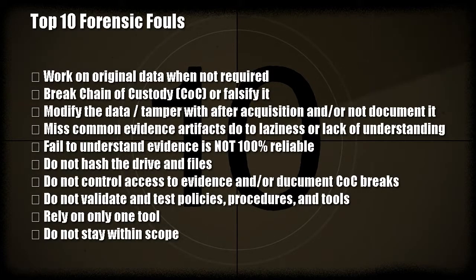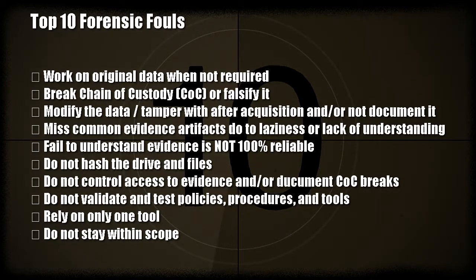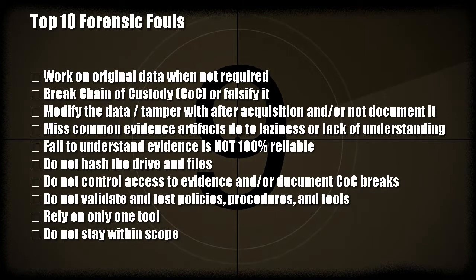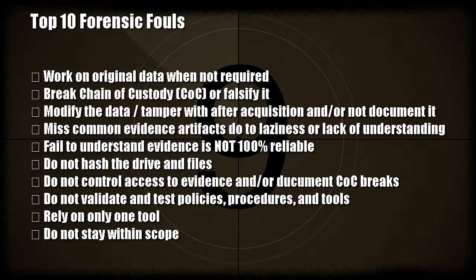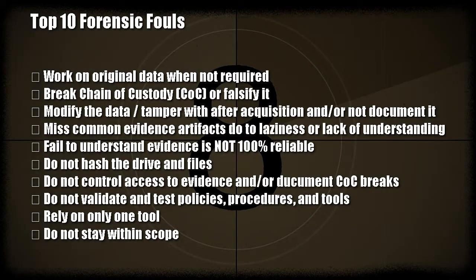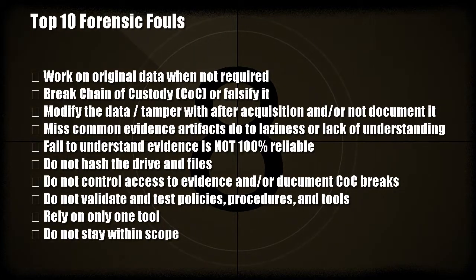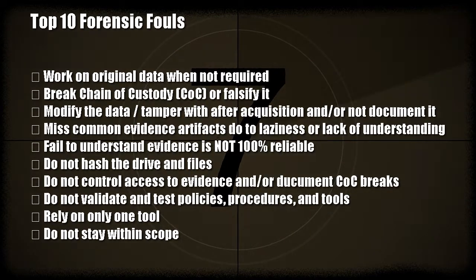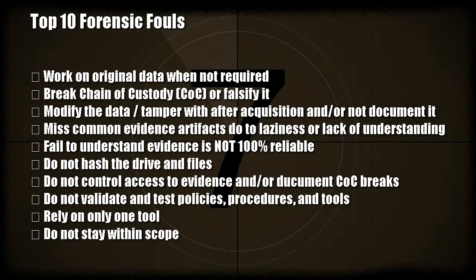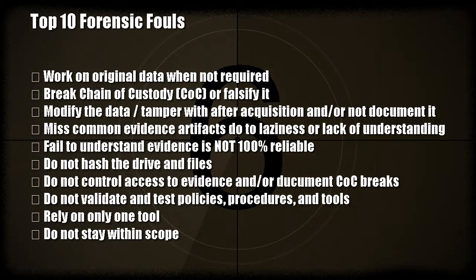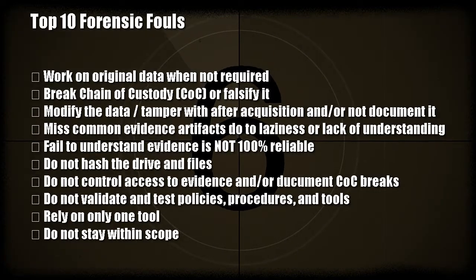Now to the fun things, the top 10 forensic fouls. 1. Work on original data when not required. You always want to work on the copy if you absolutely can. 2. Break chain of custody, or the COC document, and sometimes even falsify it. I've seen that happen a lot. 3. Modify the data or tamper with it after the acquisition and/or not document it. This again breaks chain of custody. 4. Miss common evidence artifacts due to either laziness or misunderstanding of how to actually find the content. 5. Fail to understand evidence is not 100% reliable. Anything can be fake.